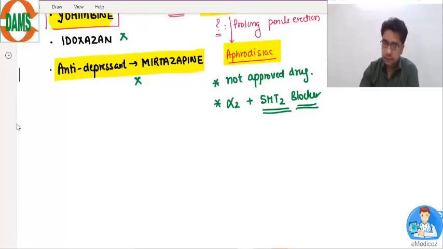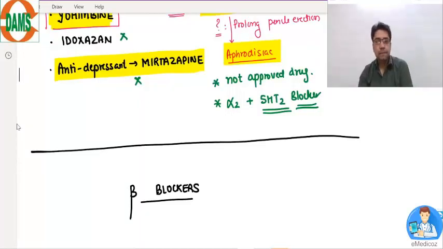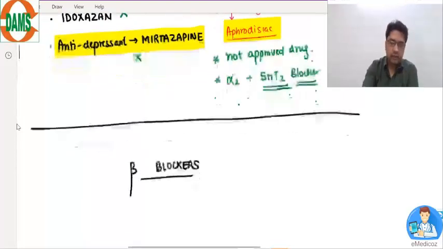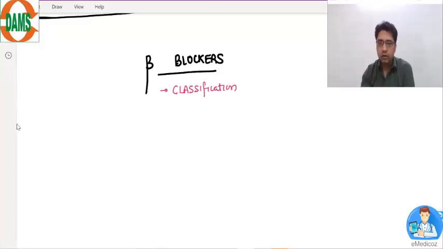Next point. Let's talk now about beta blockers. Clonidine beta we have discussed yesterday. Okay, so you have a lot of knowledge. So let's first talk about the classification of beta blockers. Maximum questions come on classification of beta blockers and students have a lot of doubt. So let's simplify things now. Let's classify beta blockers.